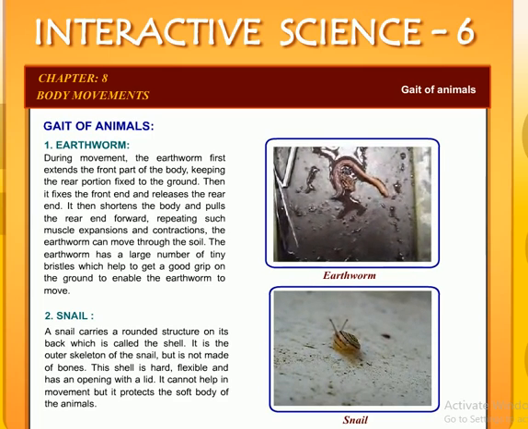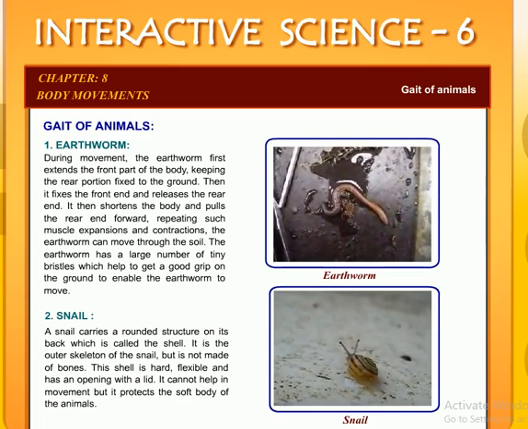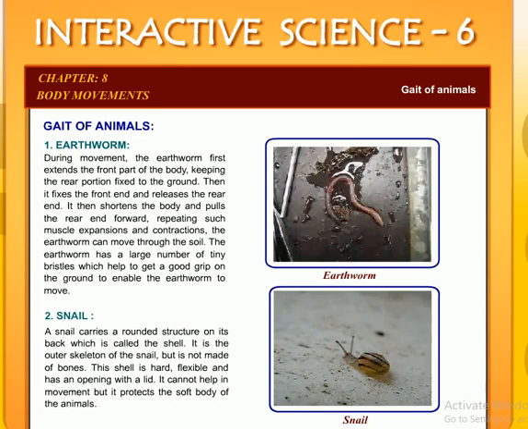The earthworm has a large number of tiny bristles, which help to get a good grip on the ground to enable the earthworm to move. 2. Snail. A snail carries a rounded structure on its back, which is called the shell. It is the outer skeleton of the snail, but is not made of bones.